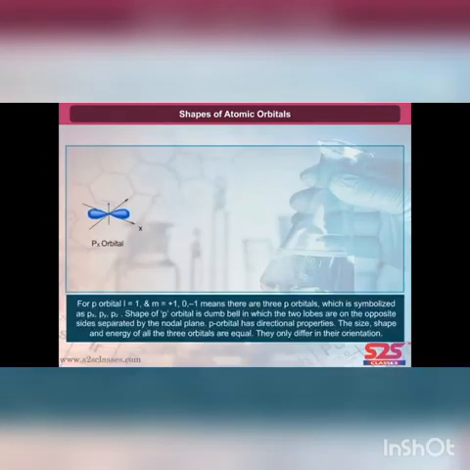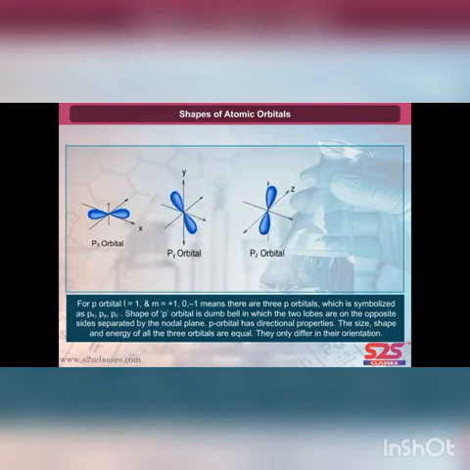For p orbital, l is 1 and ml is plus 1, 0 and minus 1, which means there are 3 p orbitals, symbolized as px, py and pz. The shape of a p orbital is dumbbell, in which the 2 lobes are on opposite sides separated by the nodal plane. p orbitals have directional properties. The size, shape and energy of all the 3 orbitals are equal. They only differ in their orientation.